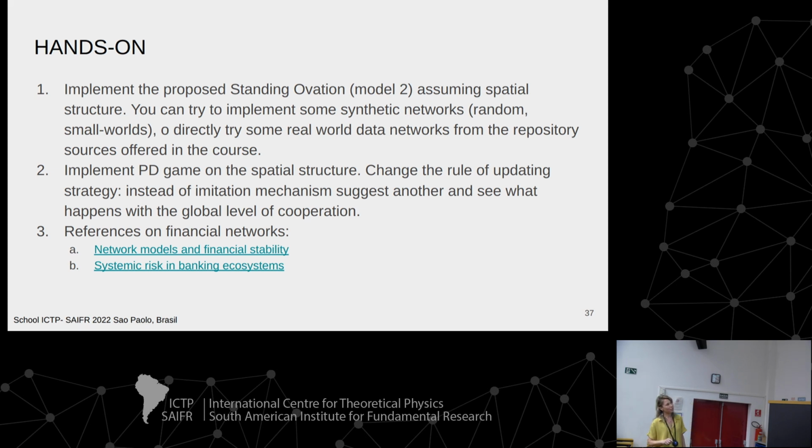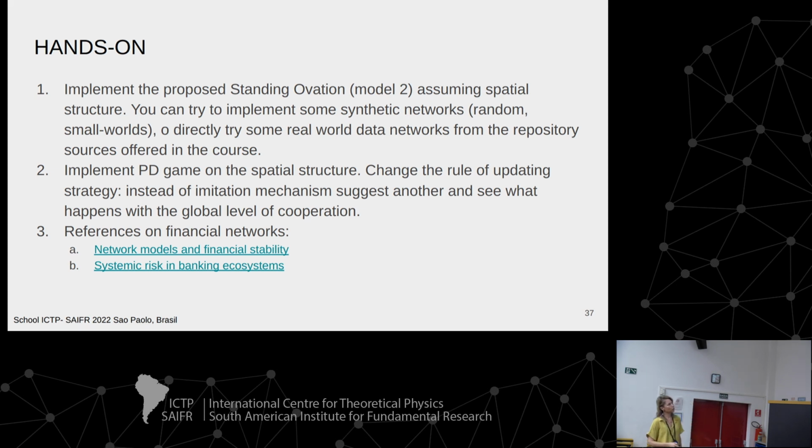But the challenge here is that what really changes the cooperation is the rule. Whenever you change the imitation rule, that's when it does not work, whatever spatial structure you try. So I invite you to try this challenge: what other updating rule can you implement, without going to very complicated spatial structures, and see what happens.